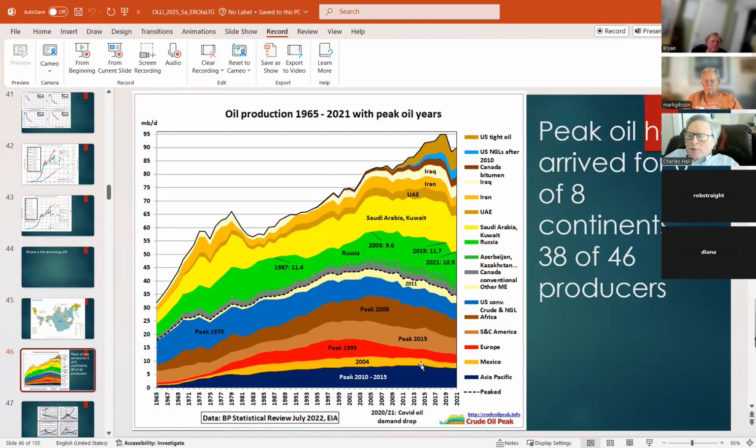And so here we are with different countries. This is not quite up to date. Mexico, Europe has had peak oil from the North Sea. Central and South America.